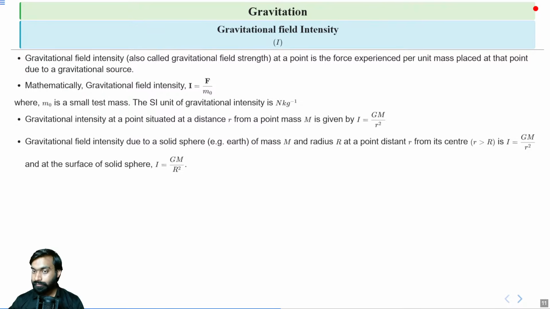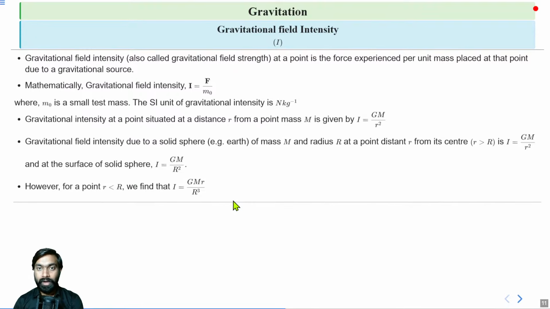Okay everyone. If this point lies inside the sphere, it means the radial distance is less than the radius of the earth, so small r is less than capital R. Then the formula will be I equals GM r divided by R cube, meaning that inside this sphere the value of this field increases linearly. From this it can be concluded that at zero radial distance the gravitational field intensity will be 0.